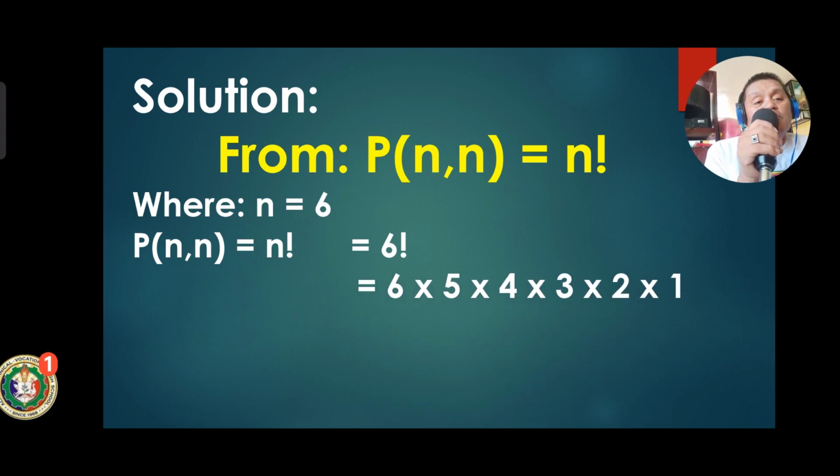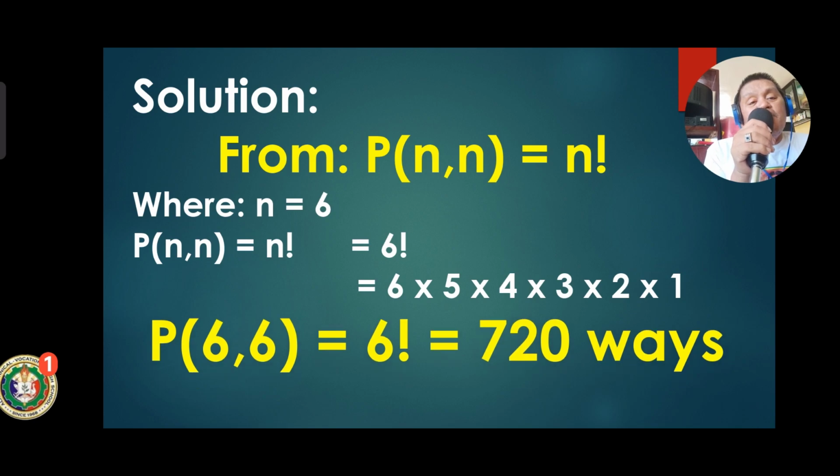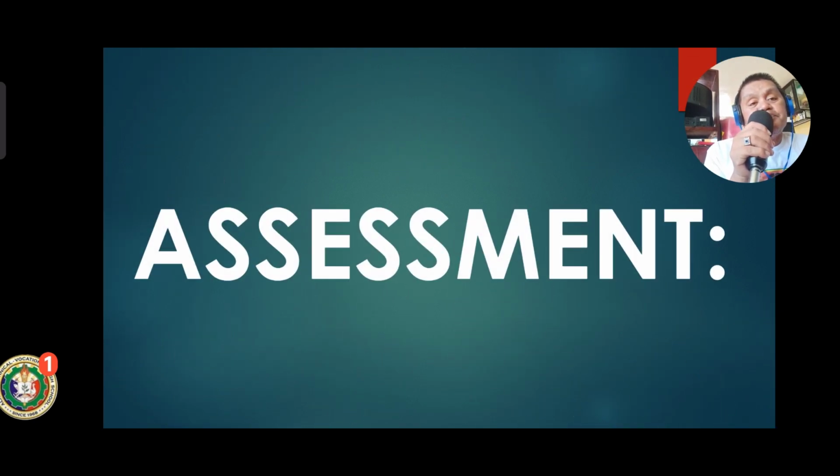By factorial notation, that would be written as 6 times 5 times 4 times 3 times 2 times 1. Therefore, the permutation of 6 potted plants taken 6 at a time is equal to 6 factorial. Then that would be 6 times 5 times 4 times 3 times 2 times 1. That will be equal to 720 ways.